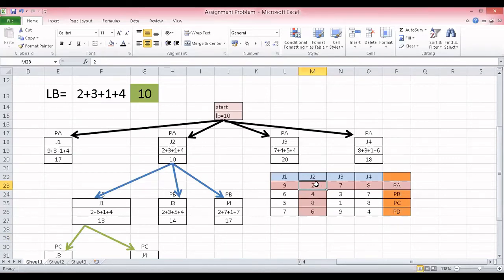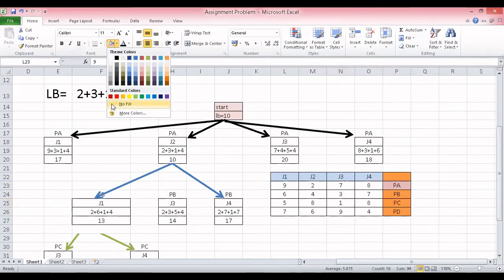Suppose person A is assigned job 2. What is the cost being demanded? 2. The answer is 2. So the first value I have taken is 2, plus the minimum cost of person B, which is 3. The minimum cost of person C is 1. The minimum cost of person D is 4. So I have taken those values. The answer comes out to be 10. Same way.